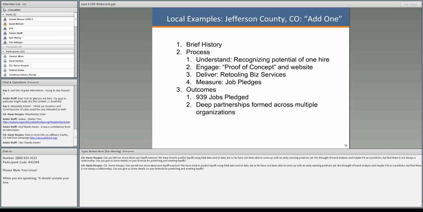And so here's what actually happens. They've defined a process. Businesses have heard about this Add One initiative, so they'll call the Workforce Center, and they will make a pledge. They will say how many positions they intend to hire by the end of the year. And that actually goes on the website. So if you go to that website, you can see that they have a full list if you click on it, but it is a very public declaration.